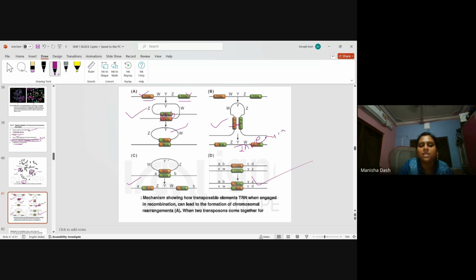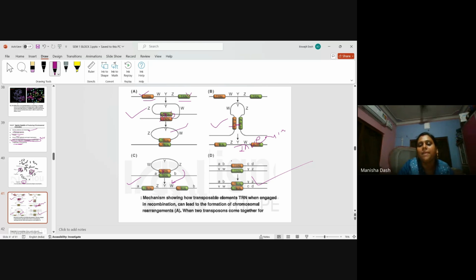Similarly here, this is a ring chromosome which has this transposon, and when this transposon comes in close contact with another, homologous transposon, again there could be crossing over, and because of the crossover, this entire segment can be inserted in between this. So that is again another chromosomal abnormality.